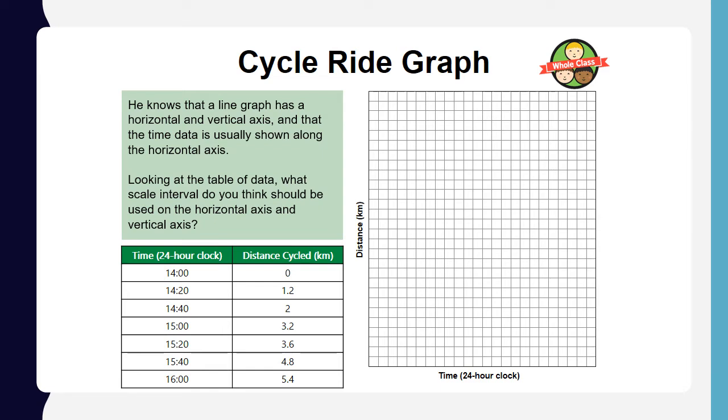Now looking at the table of data, what scale interval do you think should be used on the horizontal axis and vertical axis? Do you think we should go up? You can see the data has been recorded every 20 minutes. We can see how far he's travelled. Should we record the data on the line graph every 20 minutes, or should we make the intervals smaller, shorter?